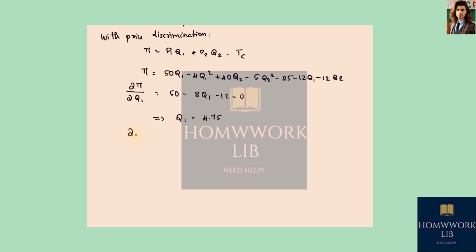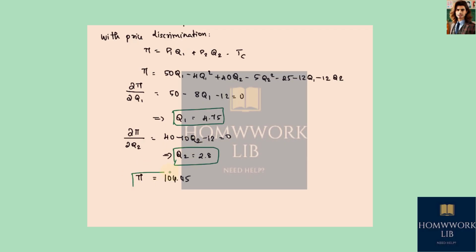Similarly, for dou pi by dou Q2 we have the value 40 minus 10Q2 minus 12. Now taking this value to 0, we have the value of Q2 to be 2.8. So by further simplification we obtain the values of Q1 and Q2. Now substituting the values of Q1 and Q2 in pi, we have the value of pi to be equal to 104.45.